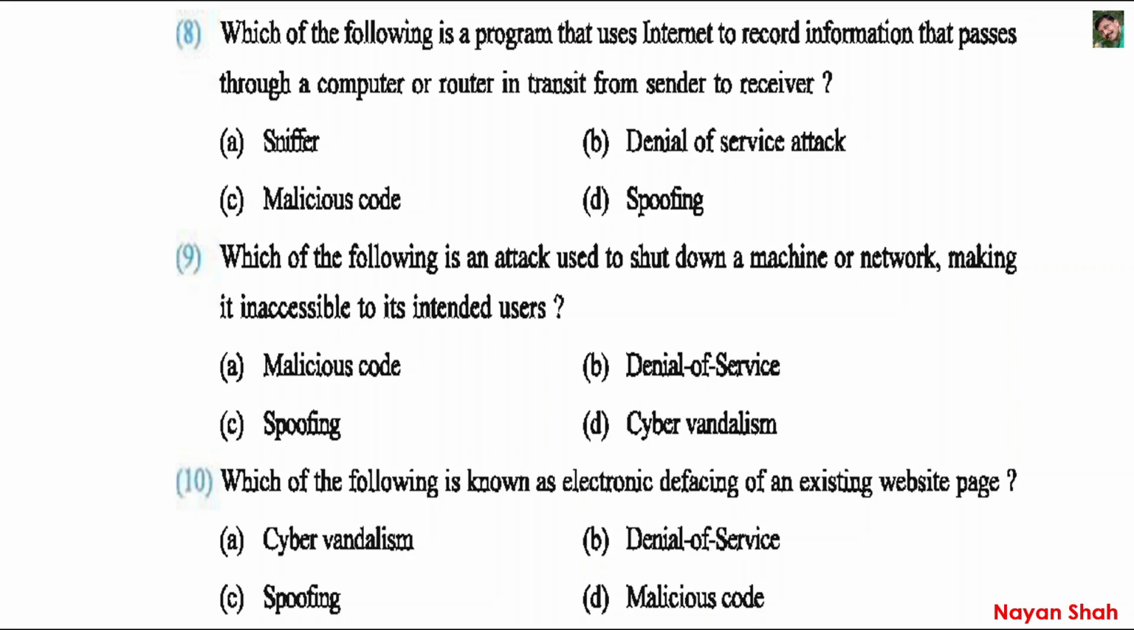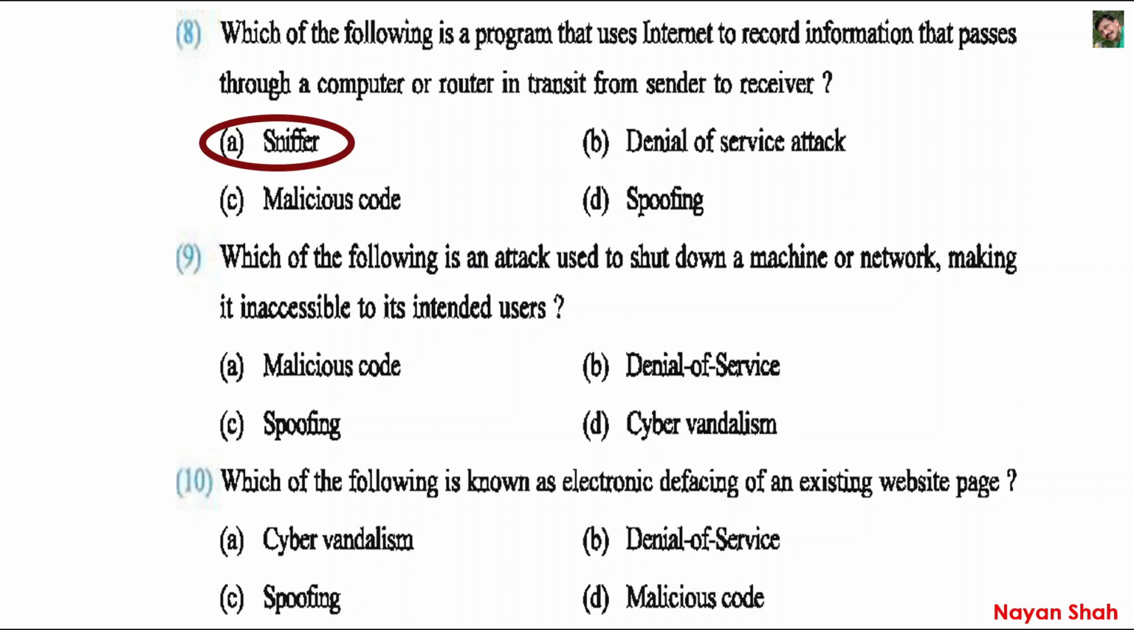Question number 8, chapter 5. Which of the following is a program that uses internet to record information that passes through a computer or router in transit from sender to receiver? So, which is that program that uses internet to record information? And recording information is always sniffer program. Sniffer program records the information that passes through a computer or router in transit from sender to receiver. So sniffer program records our activity.